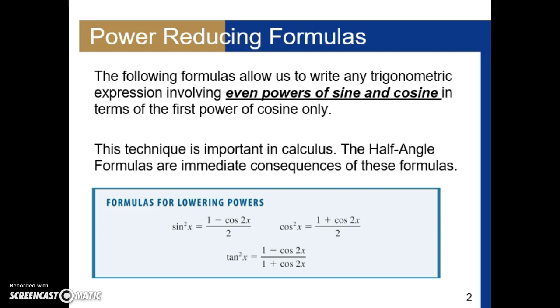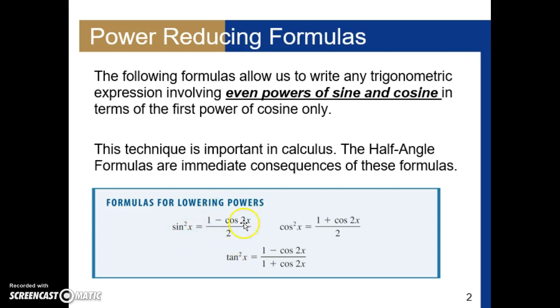So these formulas are substitutions. We substitute them in anytime we see even powers of sine and cosine. For instance, down here, for sine squared, you can substitute, since it's equal, anything that's equal means you can replace one thing with the other. And what this does is this reduces the power from having a power of 2 to a power of 1.